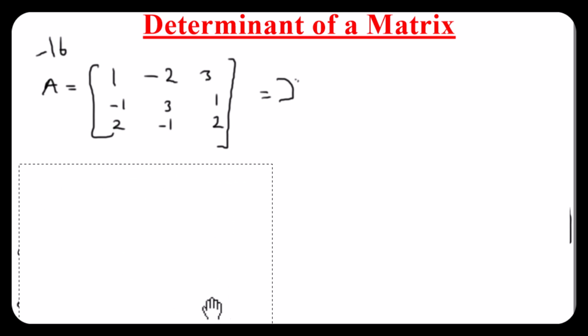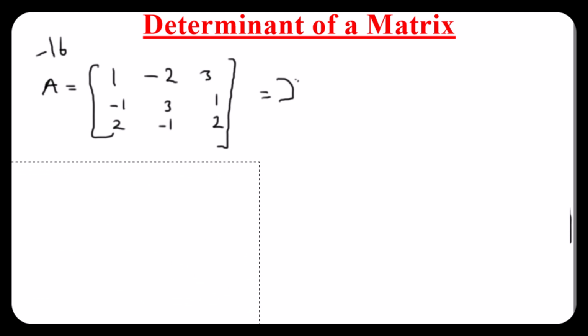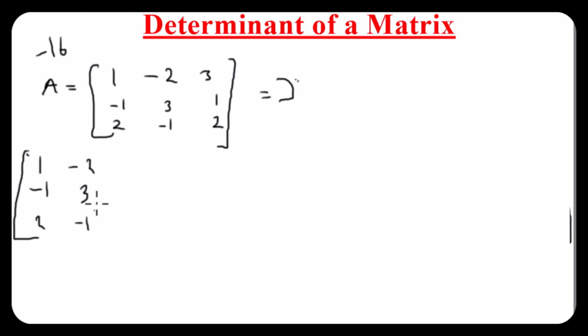Okay, all right. So in order to use the shortcut, like we said, you want to write the matrix itself back. Write it in such a way like this: 1, minus 1, 2, minus 2, 3, minus 1, and then 3, 1 and 2.